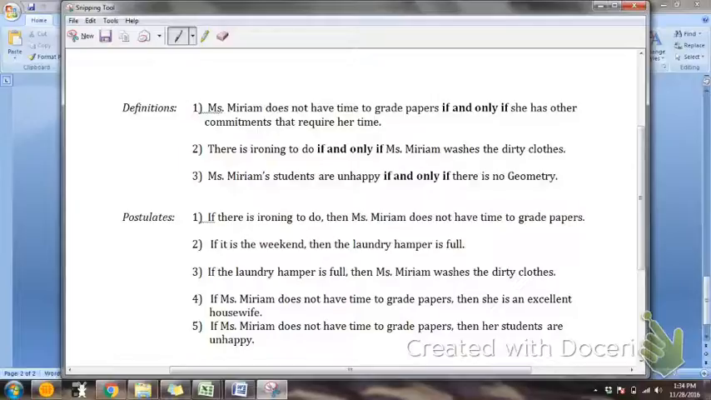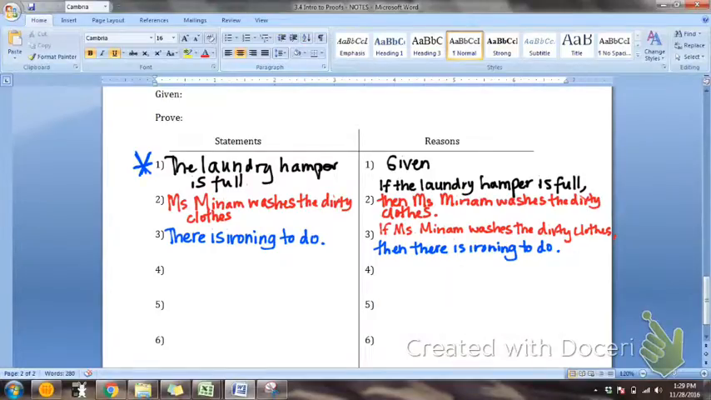Postulate number 1. Postulate number 1, okay? So if there's ironing to do, what's the second piece going to say? Excellent. Miss Miriam does not have time to grade papers. That's going to be statement number 4. Notice that there is no if or then on the statement side. Miss Miriam has time, does not have time.